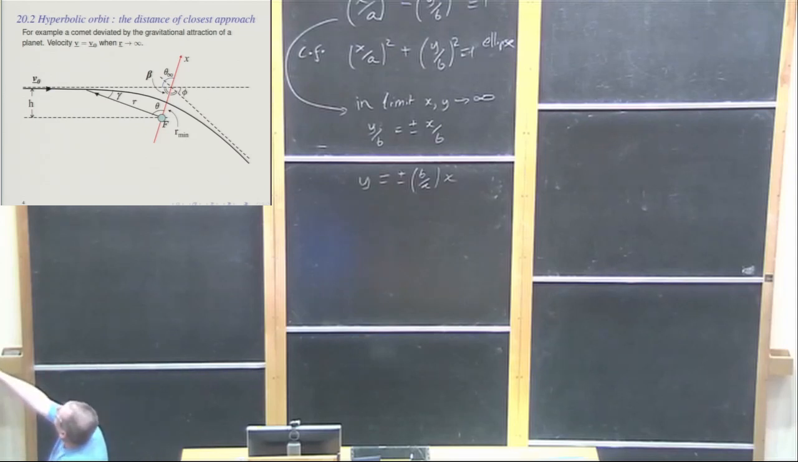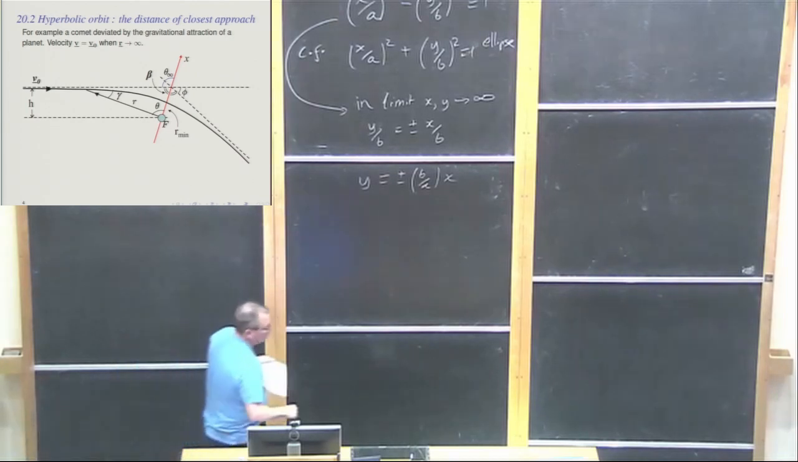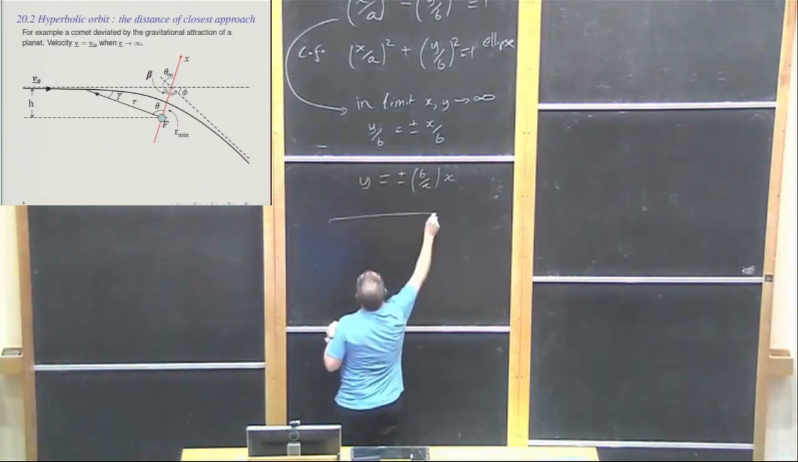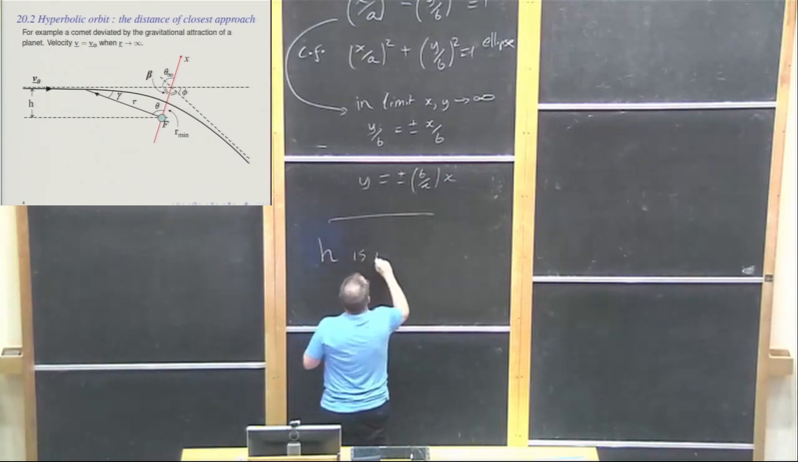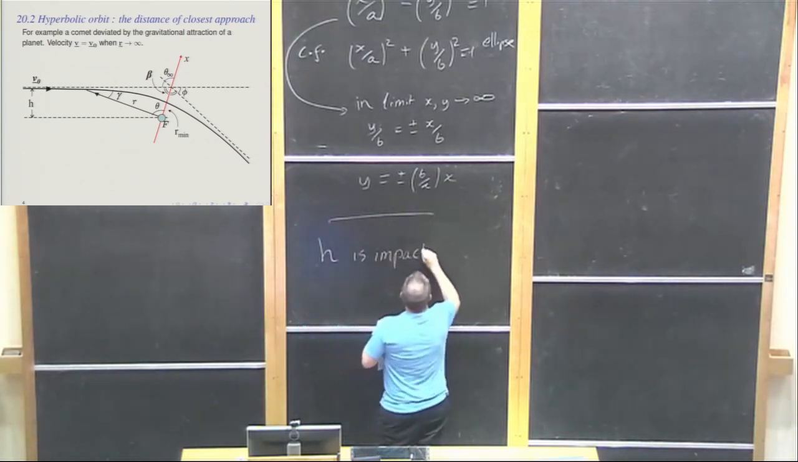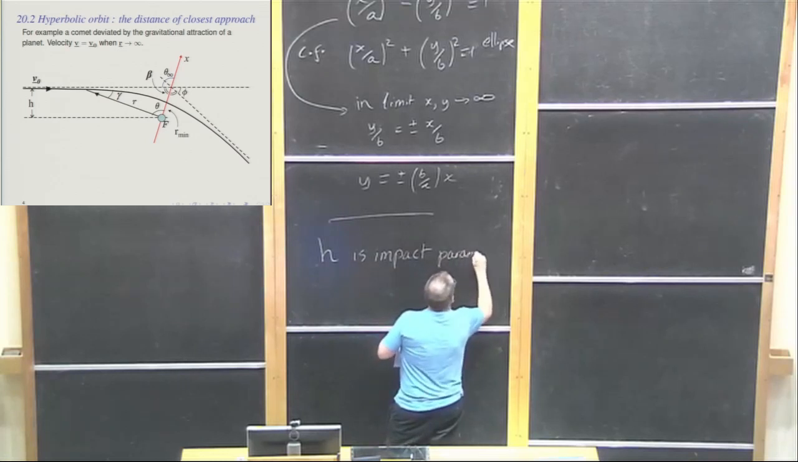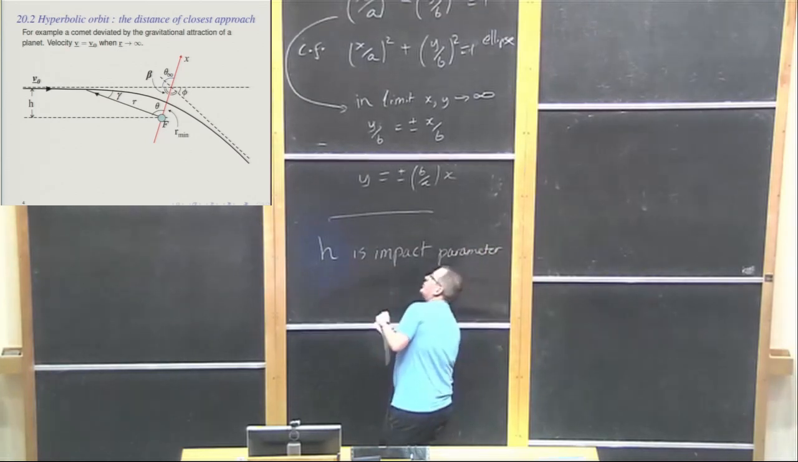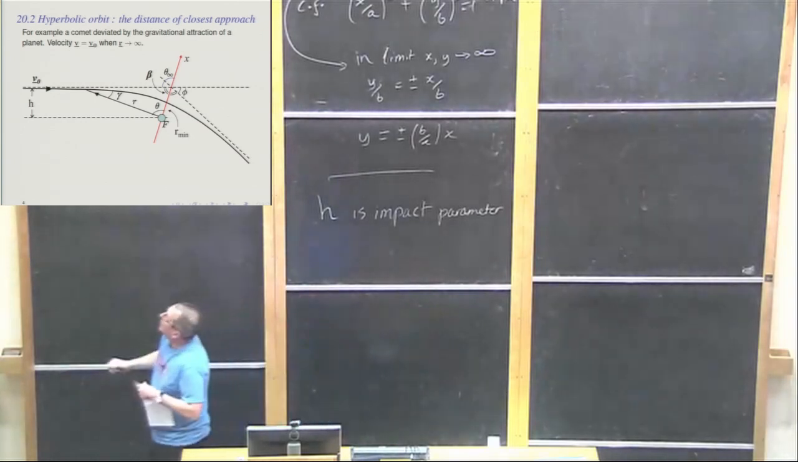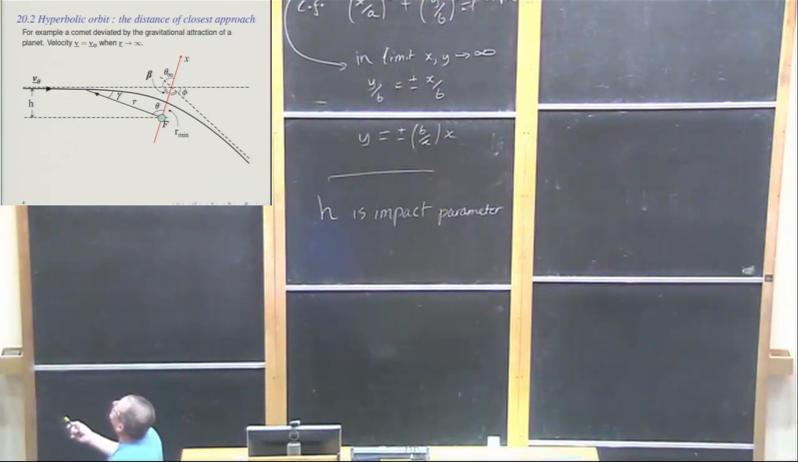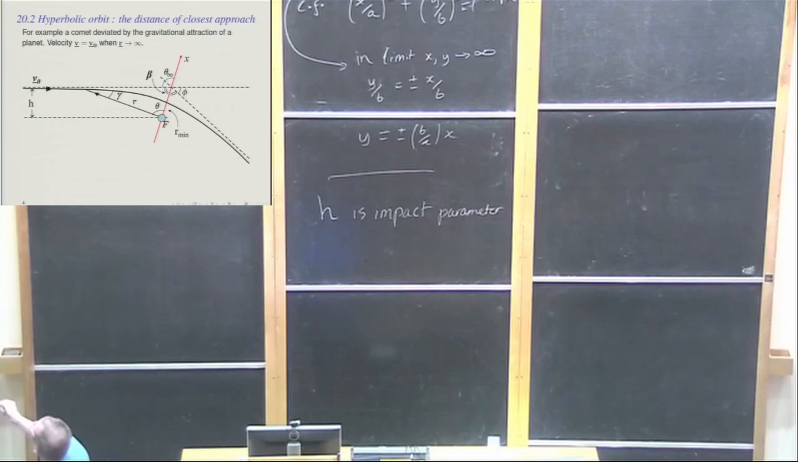Note this quantity here, h. This is the impact parameter. Okay, this is some jargon. It's easier to see what it means graphically than to describe in words, maybe. But if this object were to come in and be undeflected, then this is the perpendicular distance it has away from the attracting object.